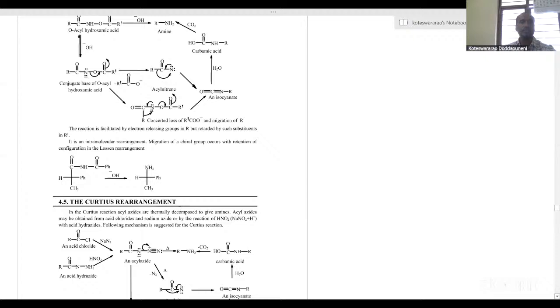Next, the reaction is facilitated by electron releasing groups in R, but retarded by electron withdrawing substitution in R. Right. It is an intramolecular rearrangement. This is also similar to the Hoffman rearrangement. Migration of a chiral group occurs with the retention of configuration in the Lossen rearrangement.